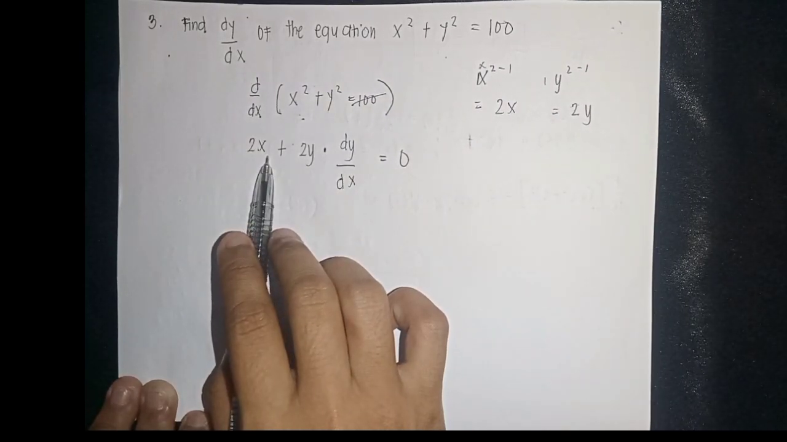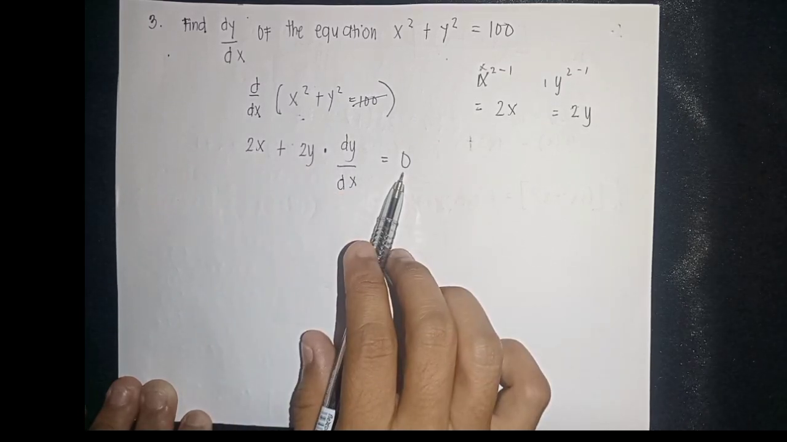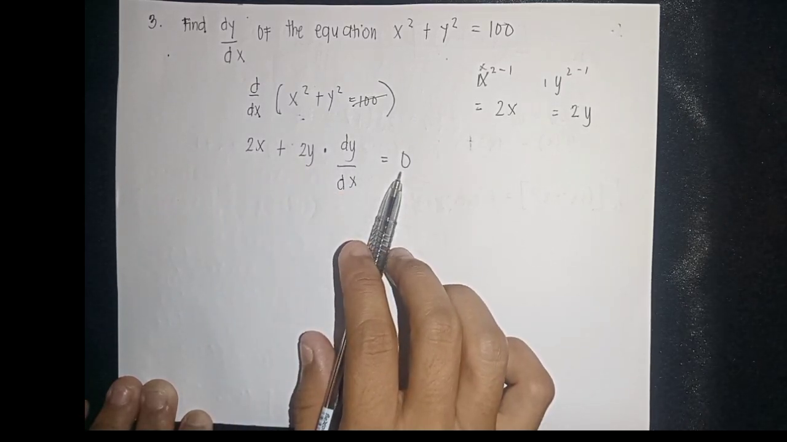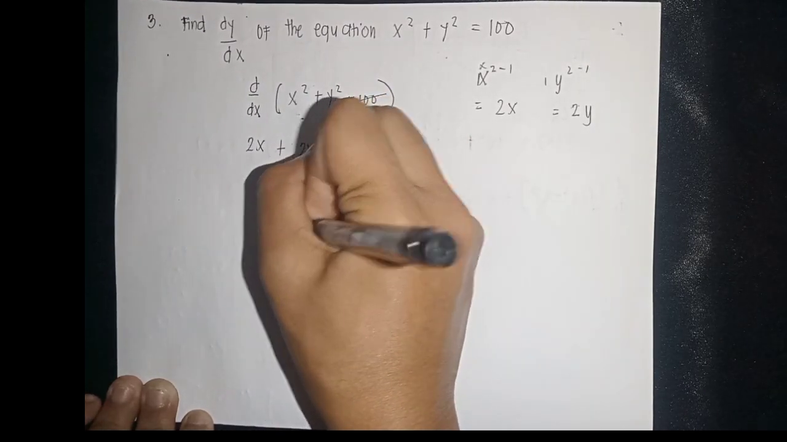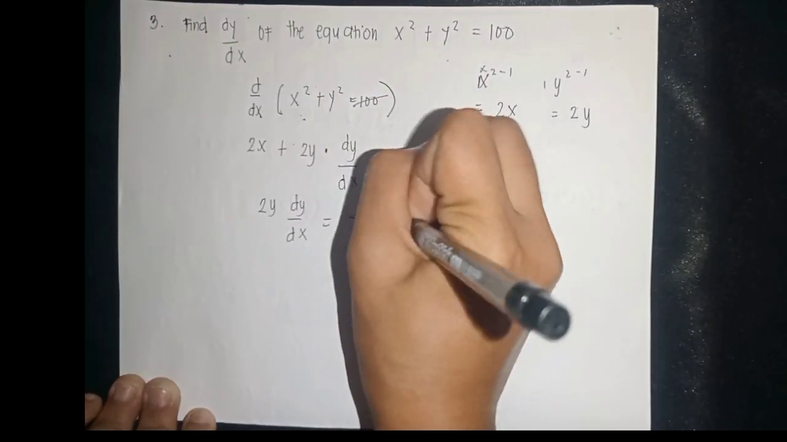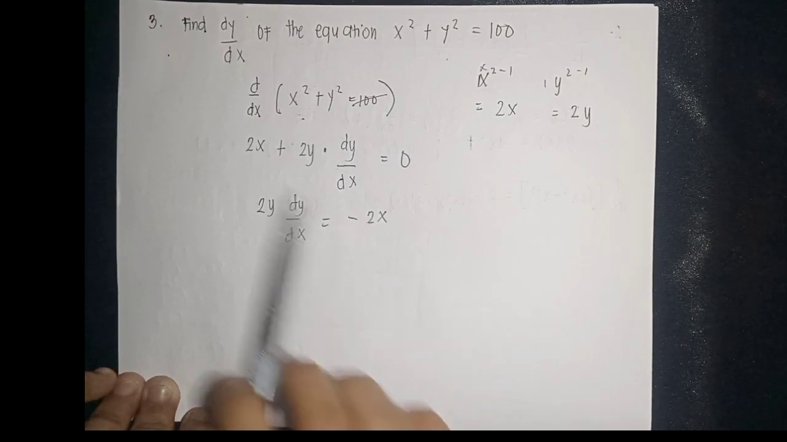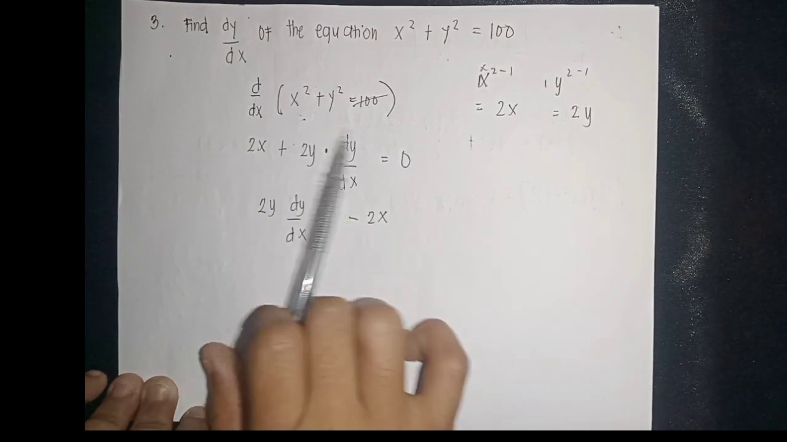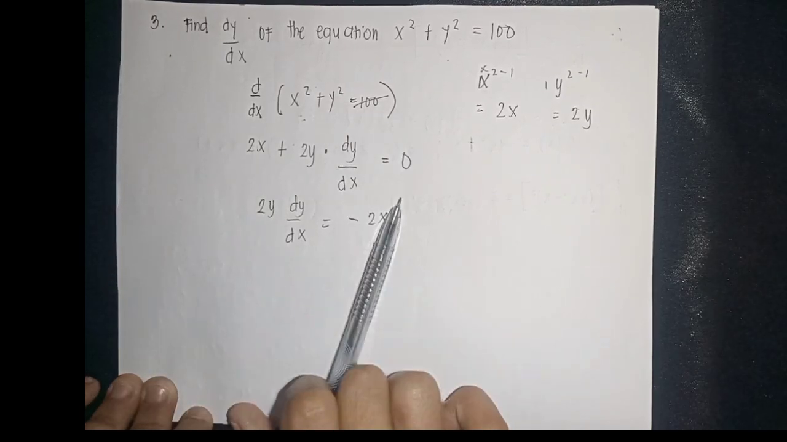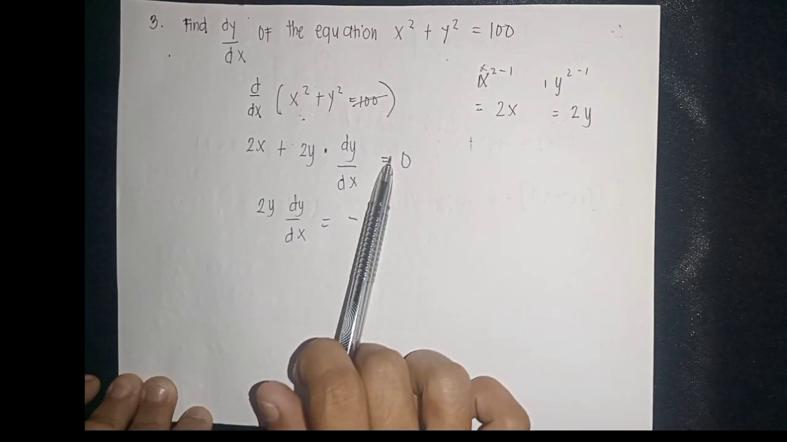So 2x, we have to put the 2x after the equal sign. If we move it to the other side of the equal sign, definitely the sign will become negative. So 2y times the derivative of y with respect to x is equal to negative 2x.